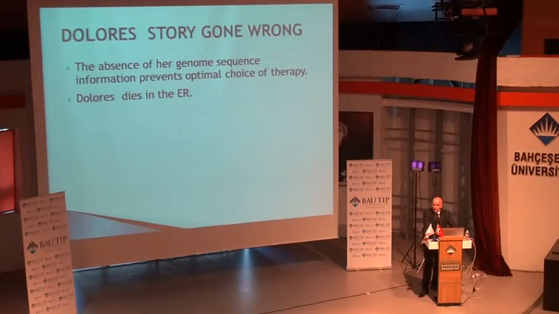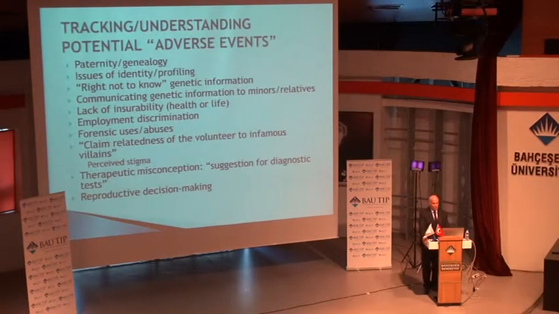So now you can probably see from this example what it means at the end of the day when we talk about early detection and preventive medicine. It has a high impact on the life of everybody of us. So tracking and understanding adverse effects means we have to know paternity, genealogy. We have issues of identity, profiling, and the right to know genetic information. It's a right to know.